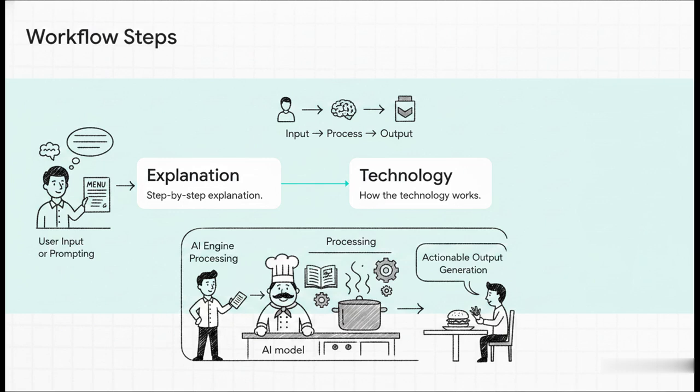And then step 3 is actionable output generation. That finished meal is brought right out to your table, completely ready for you to consume or present to your team. Input, process, output. Once you actually grasp this flow, you realize you have total control over that very first step, which absolutely dictates the quality of the final step.